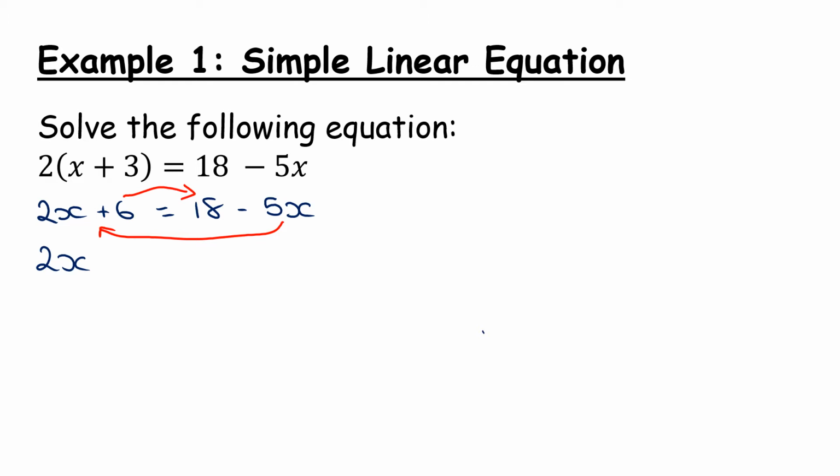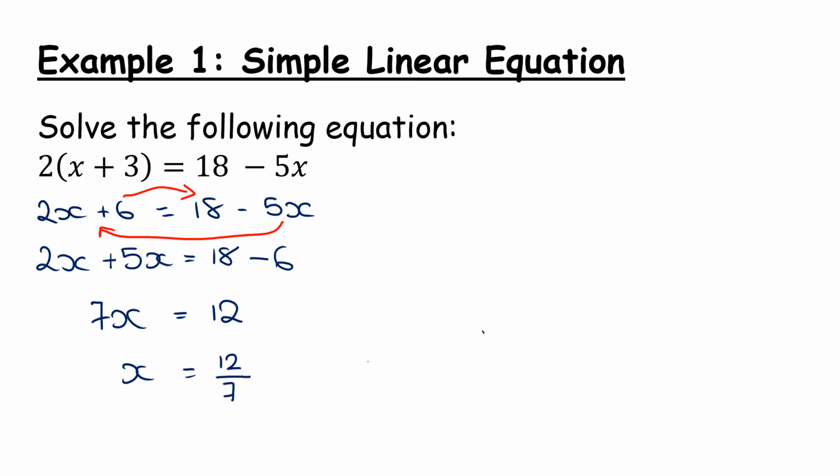Remember the rule when we're working with equations. When we bring something across the equals, we're going to do the opposite with it. So we had a minus 5x, so when we bring it across, it becomes a plus 5x equals 18. We had a plus 6, now it's a minus 6. So now we have 2 plus 5 is 7x equals 12. So x equals 12 divided by 7. With 7x, we're multiplying the 7 and the x, so when we bring it across, we're going to do the opposite. We're going to divide.